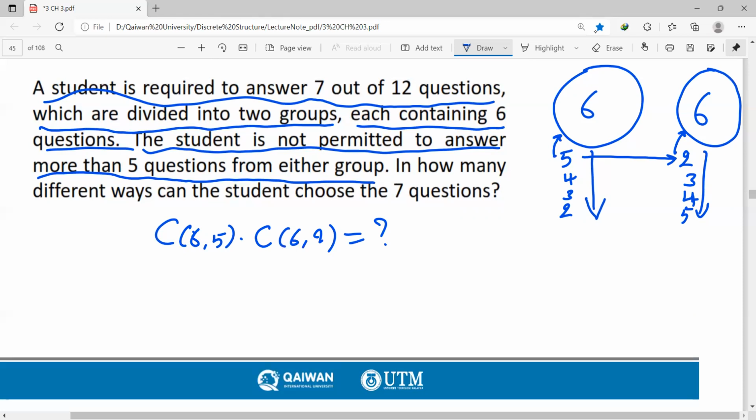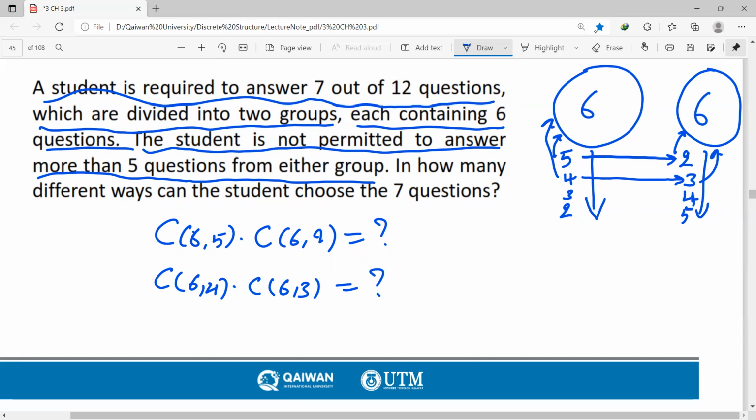And then in this case, when the student answers 4 questions from one group and 3 questions from the other group, we say it is the combination of 6 and 4 multiplying by the combination of 6 and 3. Equals to what?